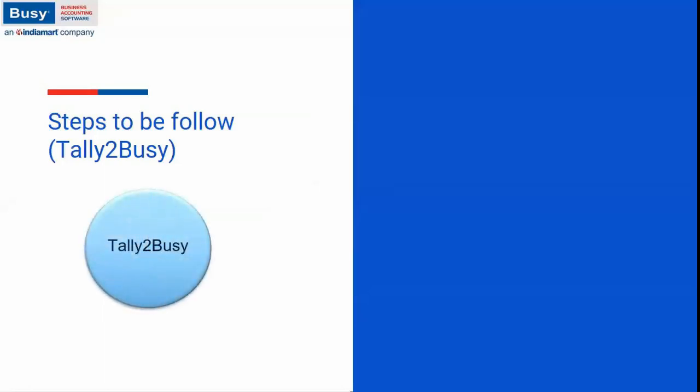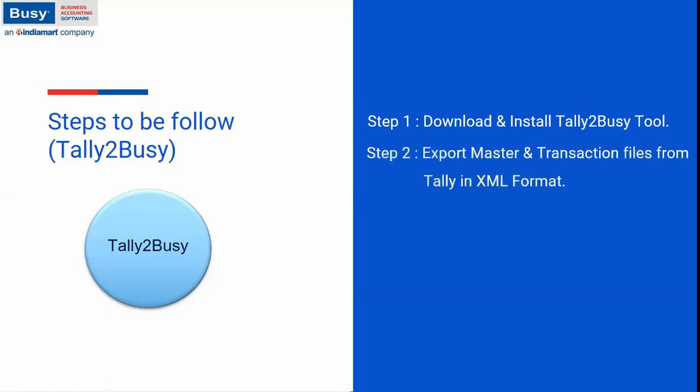That means you have to install our dedicated tool Tally to Busy. After installing this tool, you can convert your data from Tally software into Busy. Steps to be followed. Step 1 is download and install the Tally to Busy tool. This setup is available on our website www.busy.in. You can download this setup from our website, and after downloading you have to install this setup in your system.